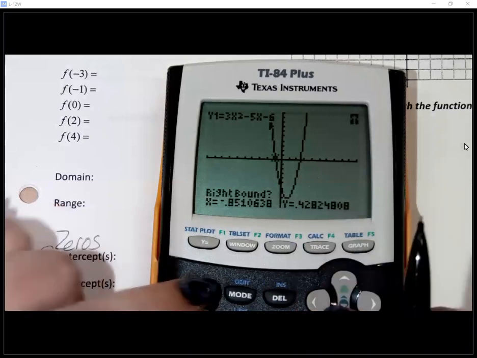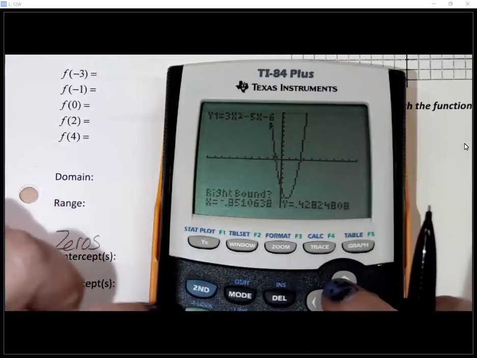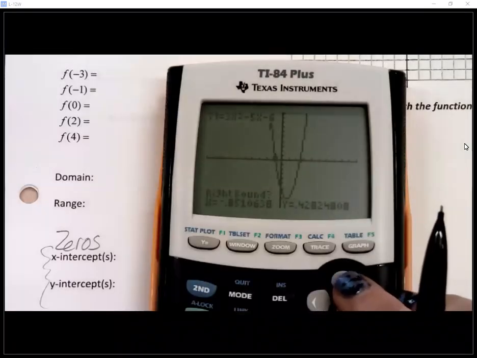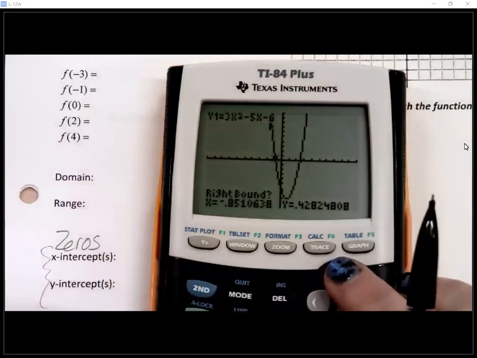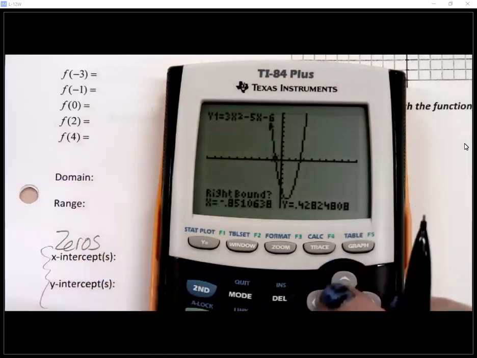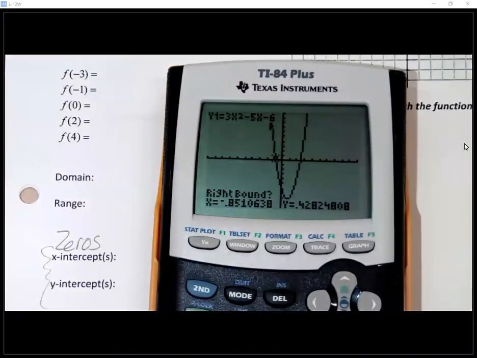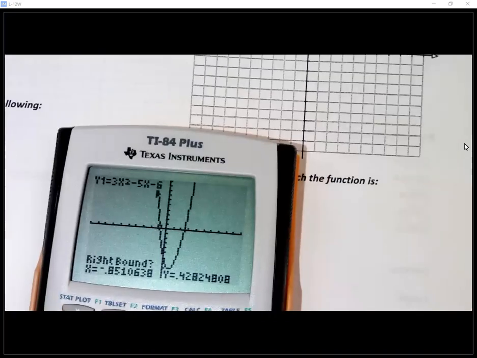Let's see if I can make it brighter on my screen. Is it too hard to see? Maybe if I turn this off. Is that worse? It's worse. Sorry, I'm trying to get it. So, oh, that's good. Perfect.